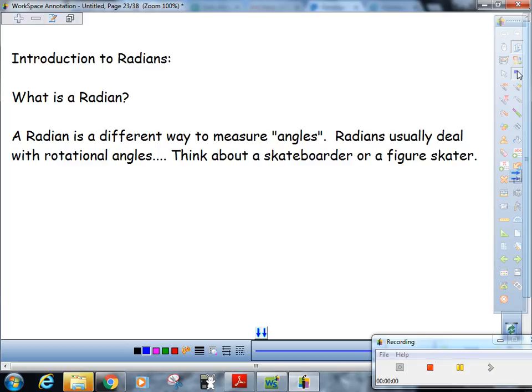It brings me tremendous pleasure to introduce to you radians. Radians are simply a different way to measure angles. Up to this point in your life, you have thought about angles predominantly as a measure of the amount of opening between two rays. That's how you've essentially thought about angles. This is still going to be true, but when we deal with radians, we tend to think about rotational angles.